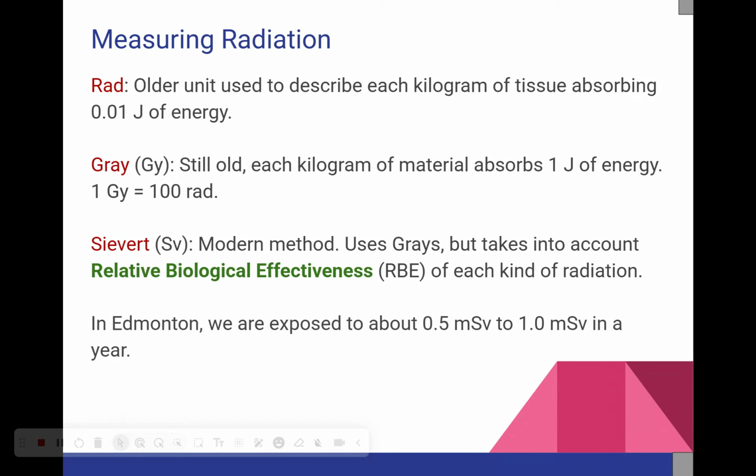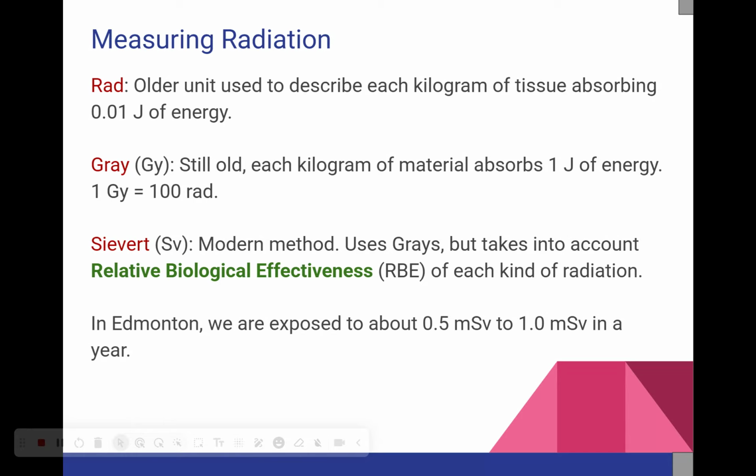Now, you're not expected to do a whole bunch of high-end calculations with this. There's no formula for it or anything like that. But you are supposed to know a little bit about it. So what I suggest is just keeping in mind that here in Edmonton, as an average person, we receive about 0.5 to 1 millisieverts in a typical year.